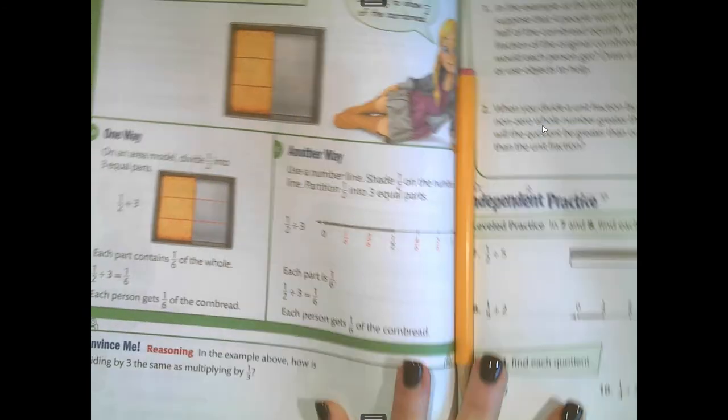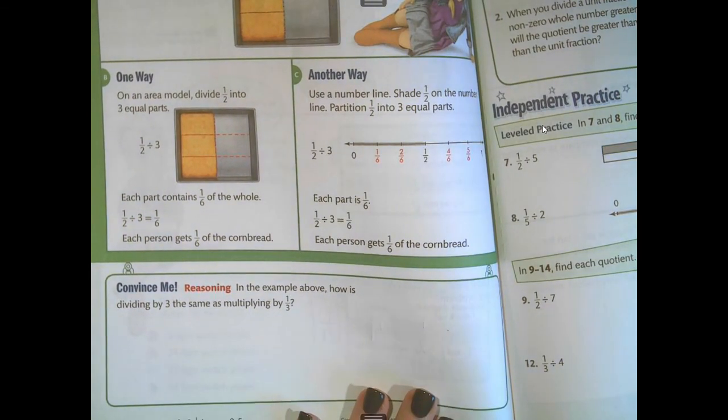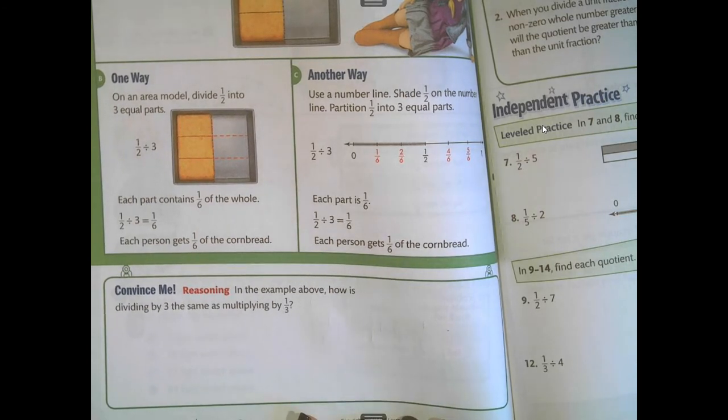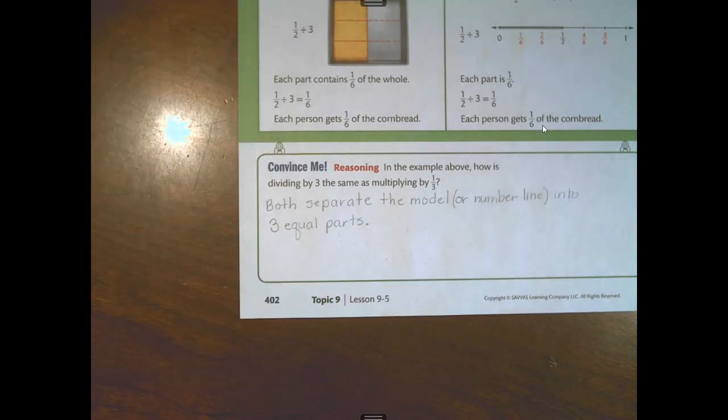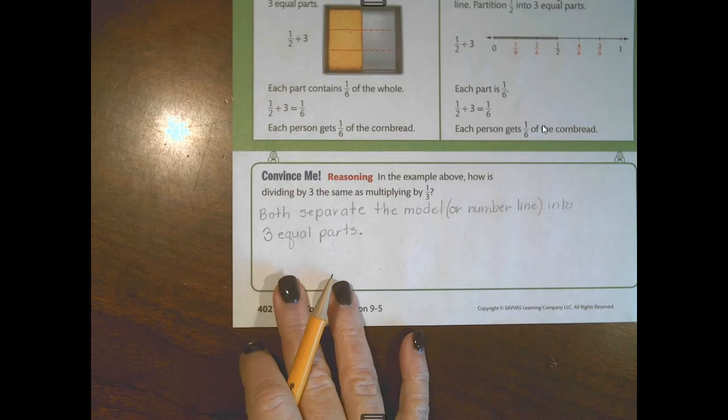So let's look at the Convince Me at the bottom of page 402. In the example above, how is dividing by 3 the same as multiplying by 1/3? If we look at our examples above, both separate the model or the number line into 3 equal parts. Okay, so if you want to write that in your book, there we go. Both dividing by 3 and multiplying by 1/3 separate the model or the number line into 3 equal parts.